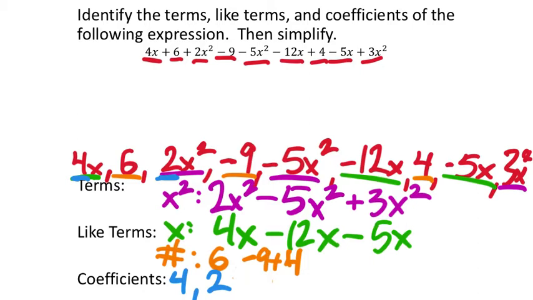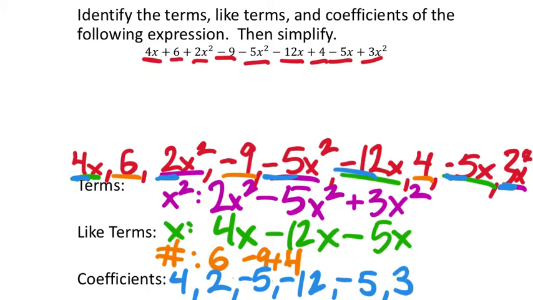Negative 9 is not a coefficient because it's not being multiplied by a letter, but negative 5 is, so it is a coefficient. So negative 12 also for the next term, that's a coefficient. And then the next one would be the next negative 5. I'll list it twice, what the heck. And then finally the 3 there, it's being multiplied by x to the power of 2, but it by itself is a coefficient, okay?